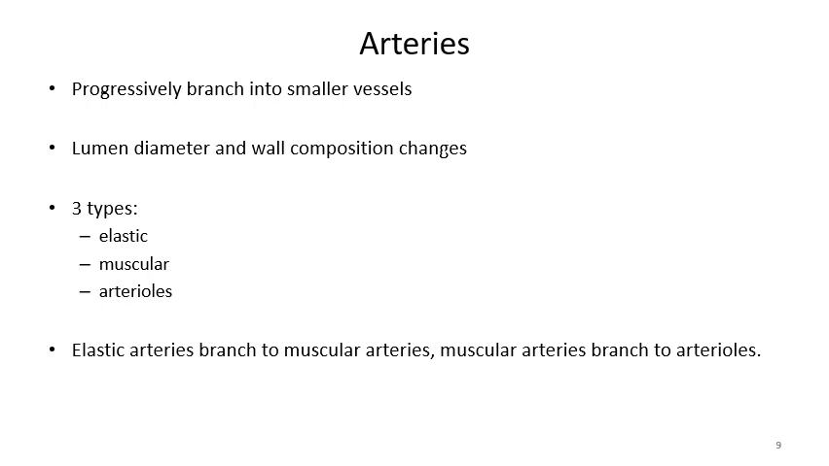So our arteries, after they leave the heart, are going to progress into smaller and smaller vessels. As they get smaller, the lumen diameter changes, and the composition of the wall changes. We'll start near the heart with our elastic arteries, something like the aorta, and they've just got a ton of elastic fibers in their wall. That allows them to stretch and expand as blood is pumped out of the heart, all the way down to arterioles, which are very, very small.